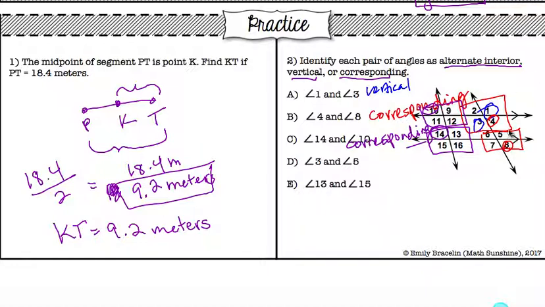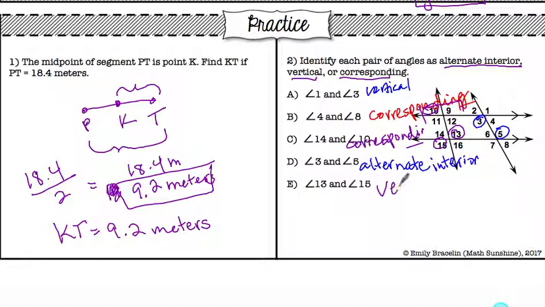And let's see, let me erase some of this. Okay, angle 3 and angle 5 are inside of the two lines, and they are on opposite sides of the transversal. They are considered alternate interior angles. Angle 13 and angle 15 across from each other, they are considered vertical angles.